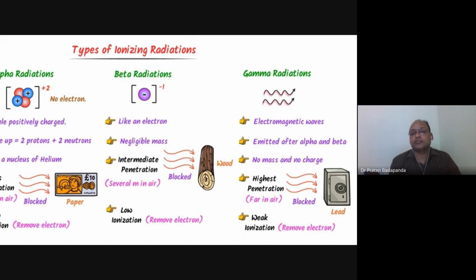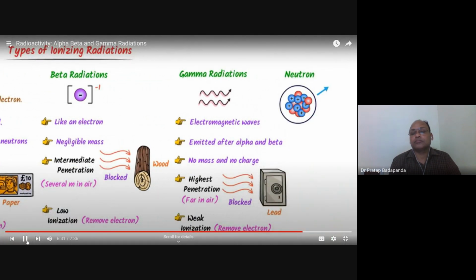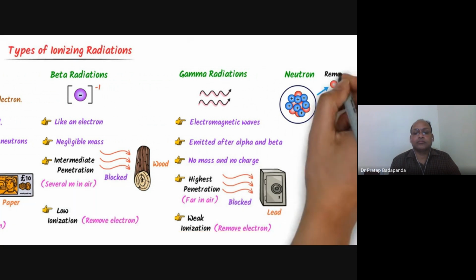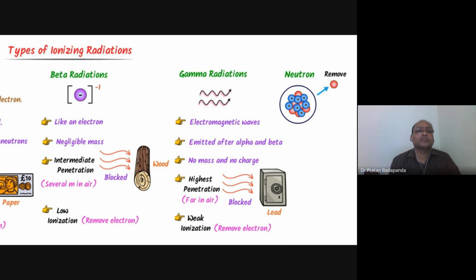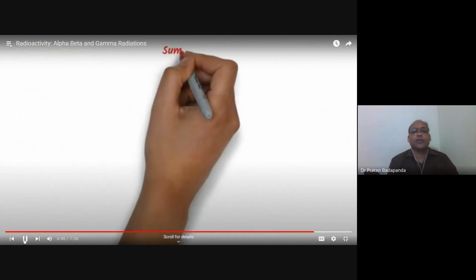One last part of ionizing radiation is the neutron. Remember that if an atom has too many neutrons, there is a possibility that it will give off this neutron in order to get stability. Hence note down all these important points.